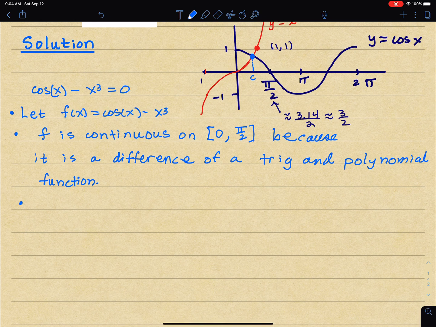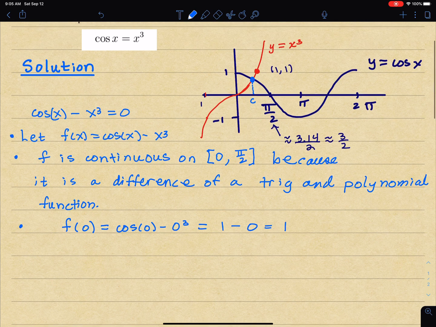Because it just looks better. I can't understand, why would I put in 1? Why don't I put pi over 2? F of 0 is cosine of 0 minus 0 cubed. And what I'm doing is I'm doing steps here that I think will explain the intermediate value theorem.